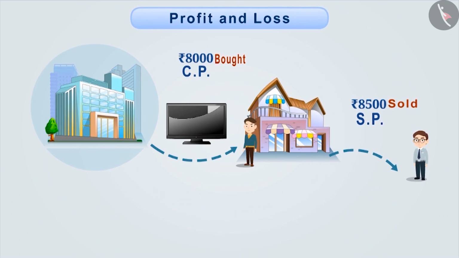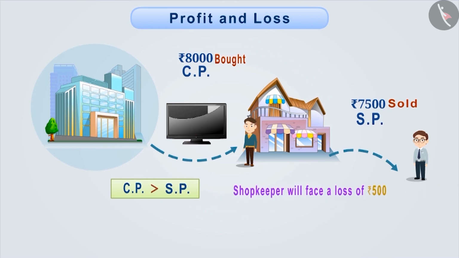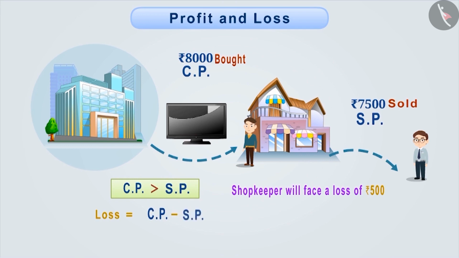Now suppose the shopkeeper had to sell the television which he purchased for rupees 8,000 at the price of rupees 7,500 for some reason. In this situation, the shopkeeper cannot make a profit because the selling price is less than the cost price. In such a situation, there will be a loss of rupees 500 to the shopkeeper. In this way, if the selling price is less than the cost price, then loss is equal to cost price minus selling price.